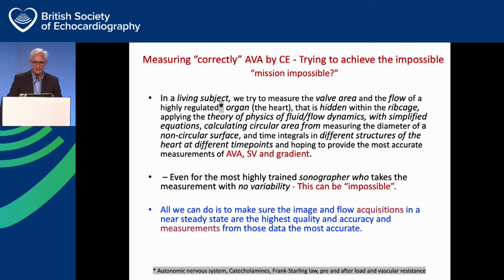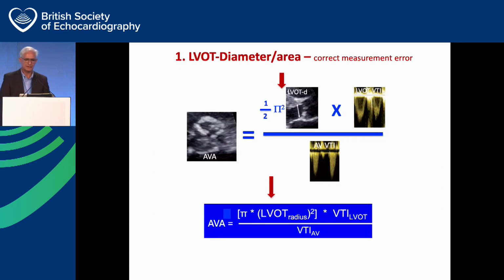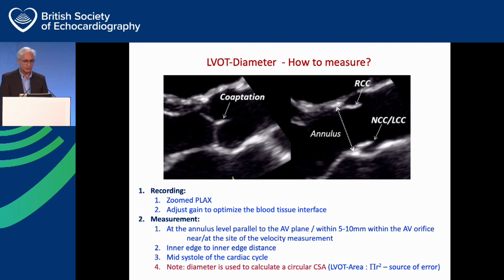All we can do is to make sure the image and the flow acquisition and the measurements from those data are the most accurate. And that's what our task is in the daily practice. Let's go through now the components of the continuity equation to see how we should do it. Let's start with the valve diameter, the LVOT diameter. So the recordings and the measurements, these will be the themes that we are going to talk about as per the recommendations by Baumgartner's 2017 publication.